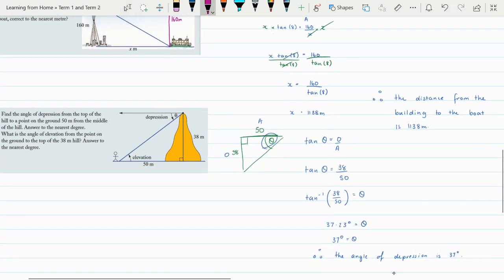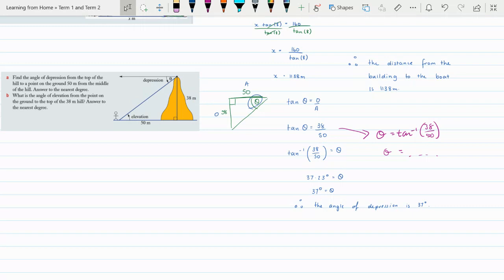I would usually leave the theta on that side, so it would look like theta equals tan inverse of 38 on 50, and then you still have your theta on the left, etc. That's the end.